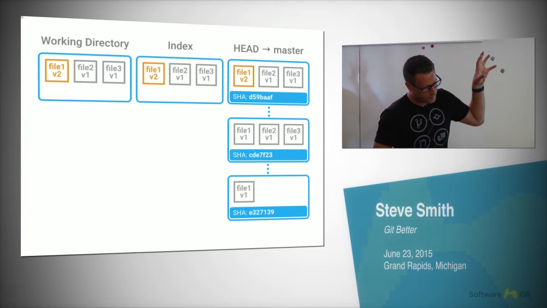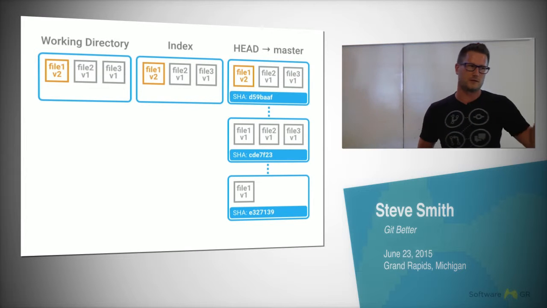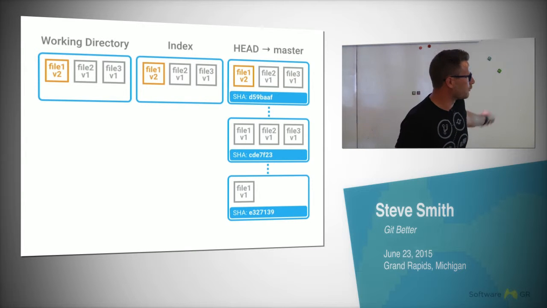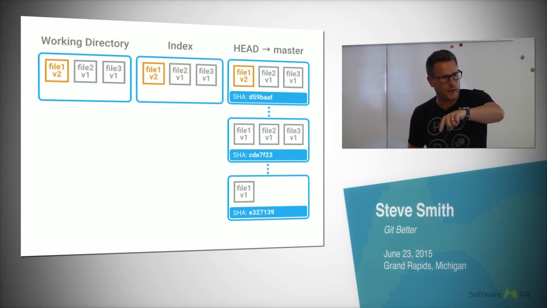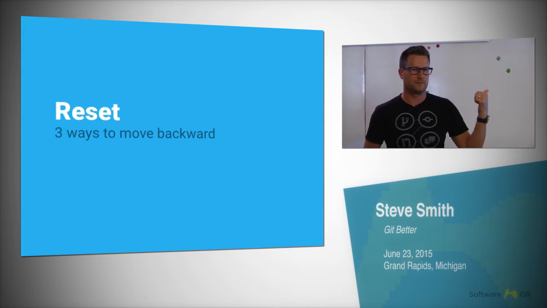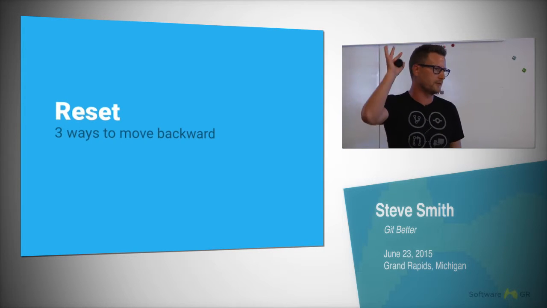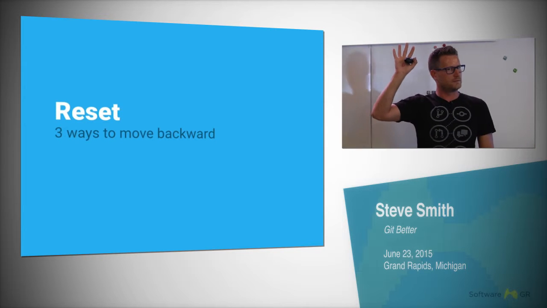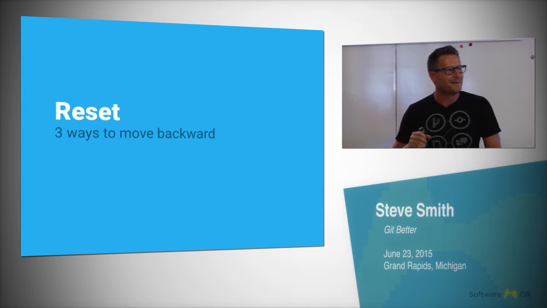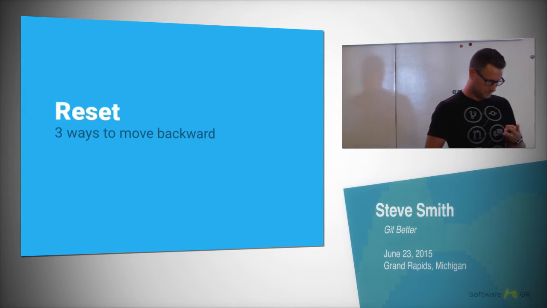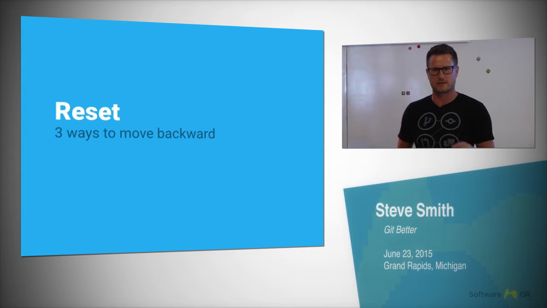But now, if we think of it in these three trees, if making a commit is moving things from the working directory to the index to head, reset is actually going the opposite direction. So how many people have done a reset before, like a git reset? Do you have any idea what it was actually doing, besides hoping that it did the thing that you wanted it to? There are three types of resets in Git: a soft, a mixed, and a hard.